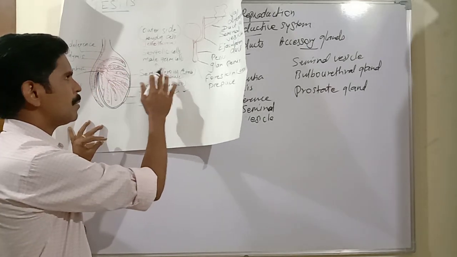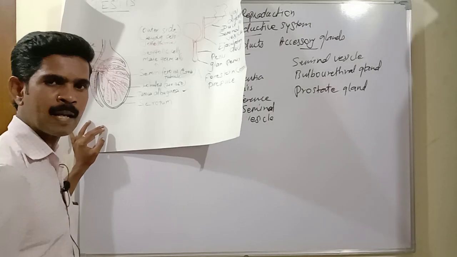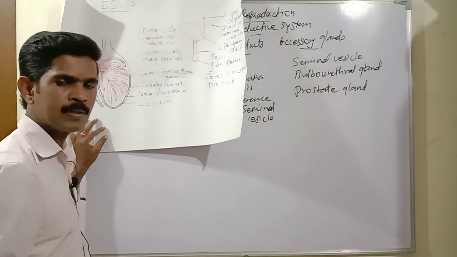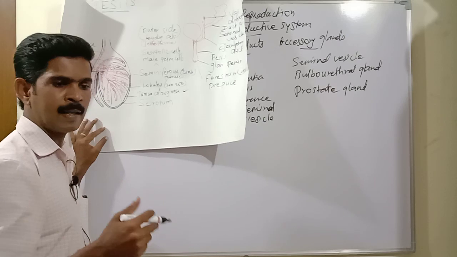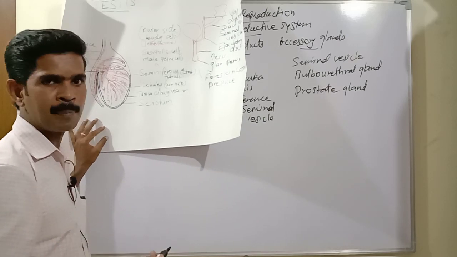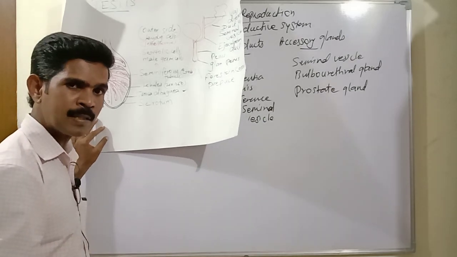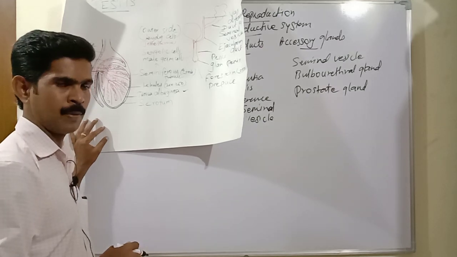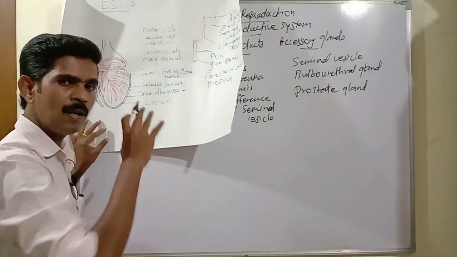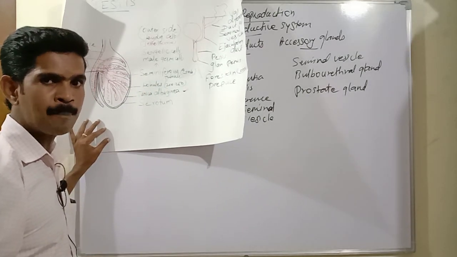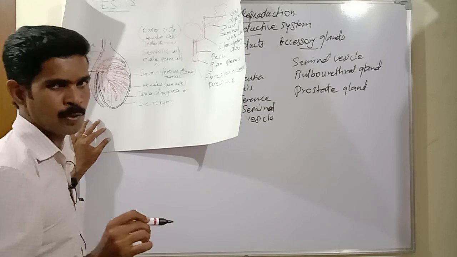Then, this seminiferous tubule is made up of stratified epithelial tissue. And in the 11th standard already we have studied different types of epithelial tissue. Stratified epithelial tissue is a type of epithelial tissue. So the seminiferous tubule is completely made up of stratified epithelial tissue.